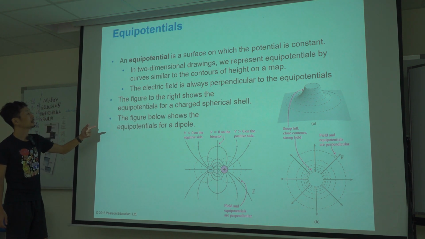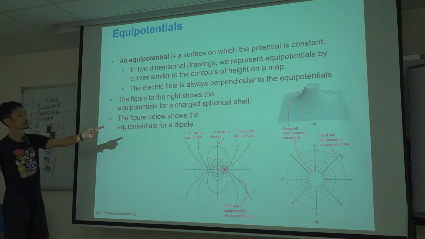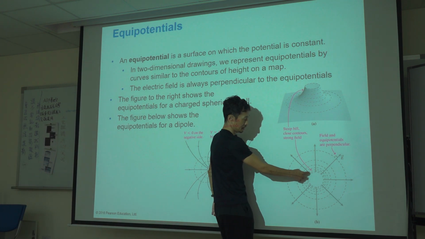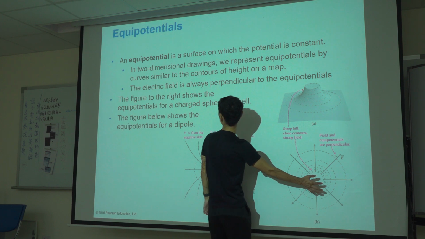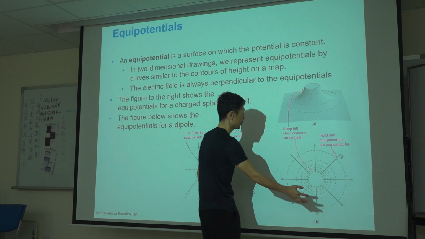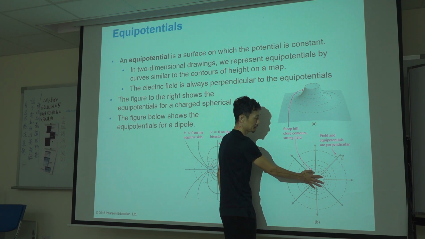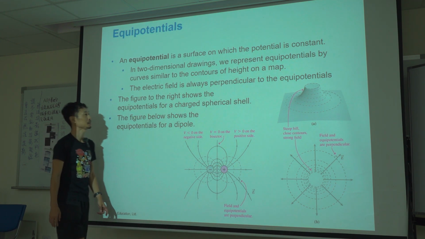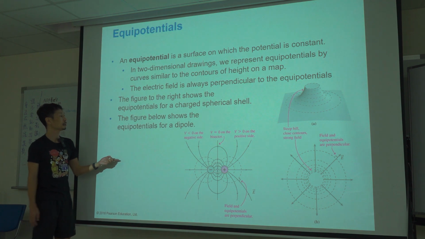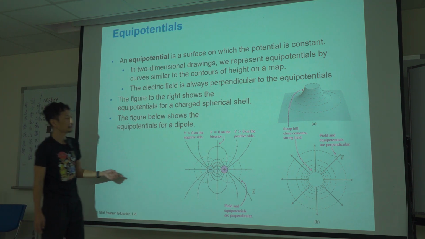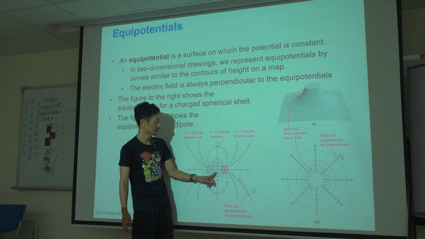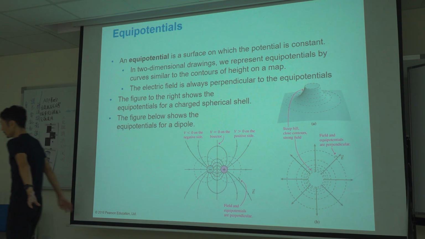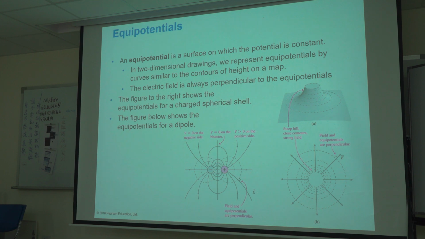This is a charged spherical shell. That's why the potential is constant and the electric field is zero inside. The figure below shows the equipotentials for a dipole. If it's a dipole, it's more complicated, right? Because there's a plus and a minus. That figure is very similar to the mountain example.